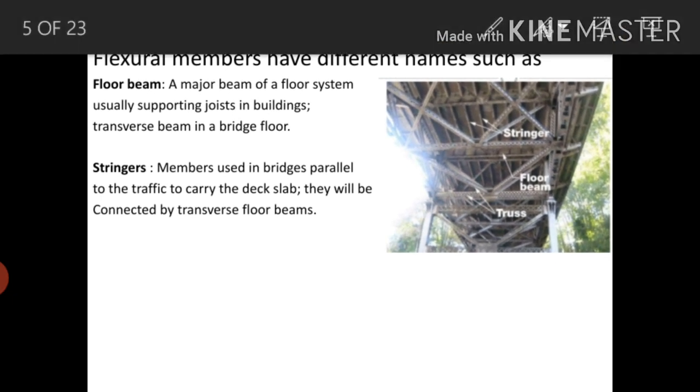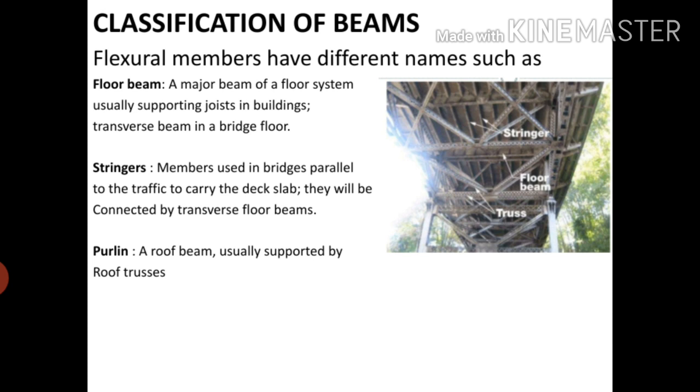The next, purlins. Beams are also called purlins in some of the structures. So what are purlins? A roof beam usually supported by roof trusses is called a purlin. So purlin is another name for a beam, depending on the structure where it is used.